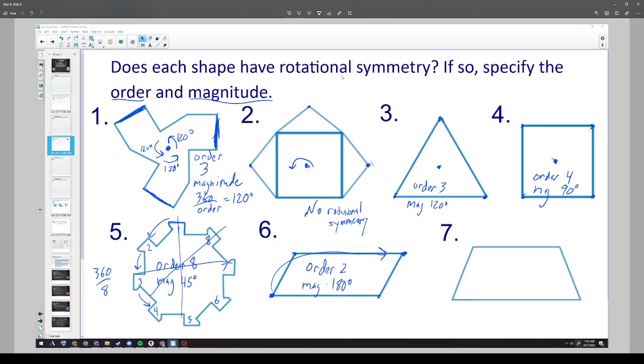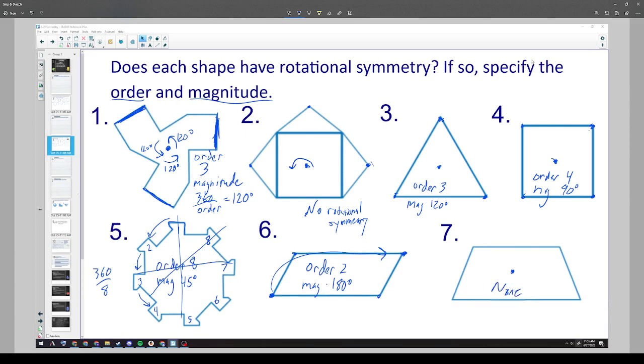Our last one, the trapezoid, our center would be in the middle here. And if I rotate it, I have a long side and a short side. So these are never going to find a spot where we can overlay the rotation to create the shape we started with and regain that symmetry. So this one is none.